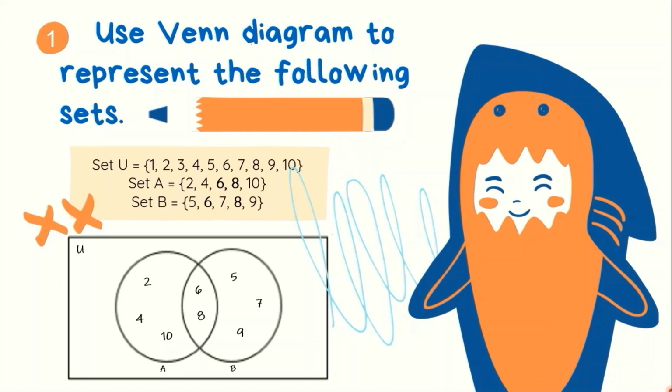Now, meron tayong mga elements ng universal set ang hindi nabanggit or hindi kasali sa sets A and B. Since sila ay part ng universal set, ilalagay pa rin natin sila sa universal set, pero hindi nga lang sa loob ng mga bilog. So, we have 1, and we also have 3. It means that 1 and 3 are elements of the universal set but not elements of sets A and B.